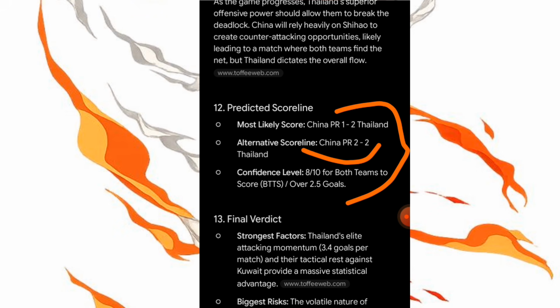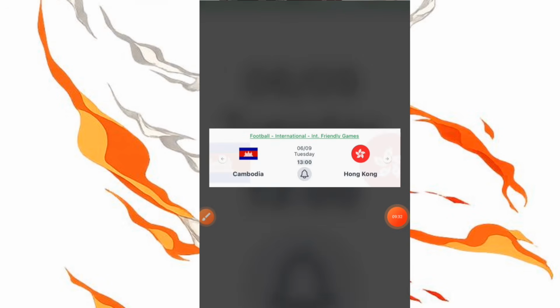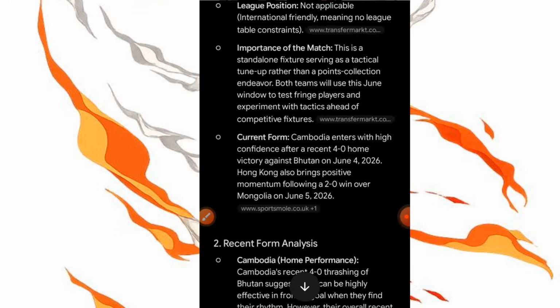Now there's another match fixture type that I want you guys to take note of. What you need to do with this one is either run away from them or engage with care. The match between Cambodia and Hong Kong. Now let me show you something about them.